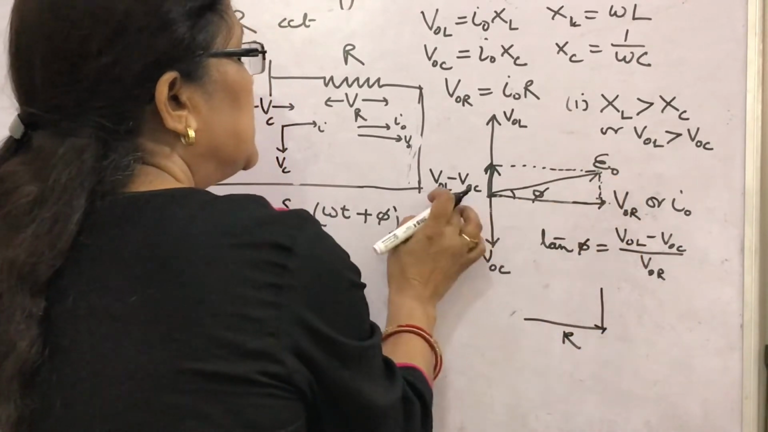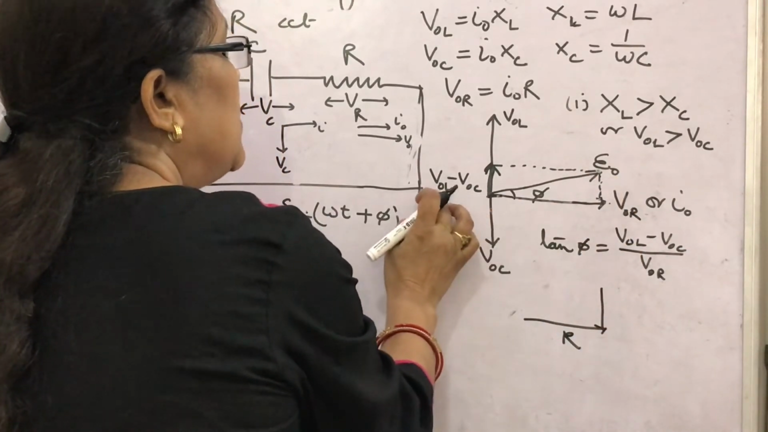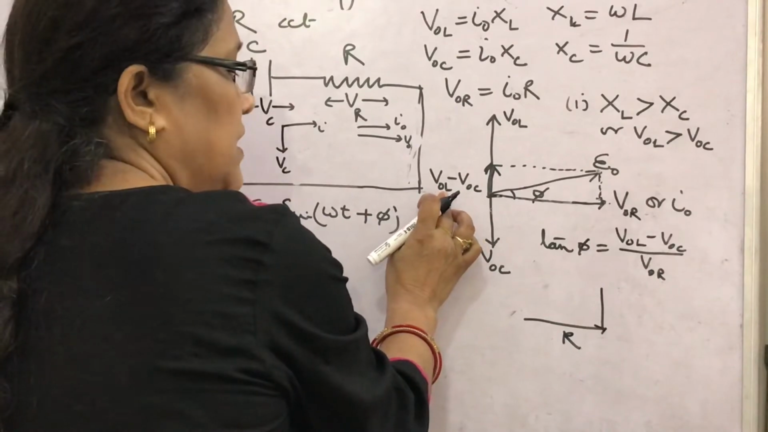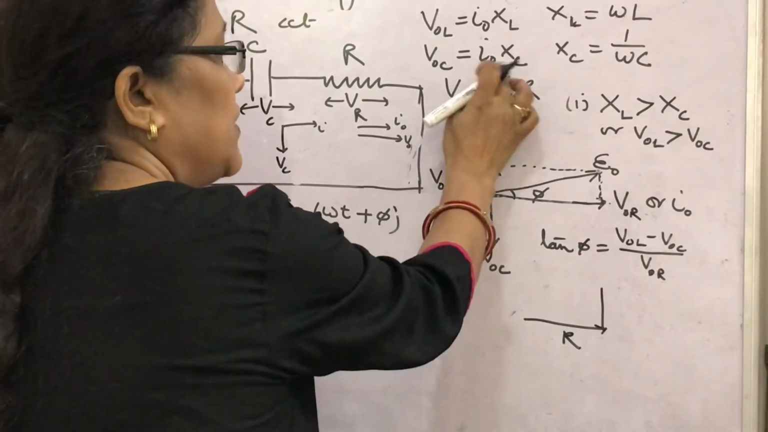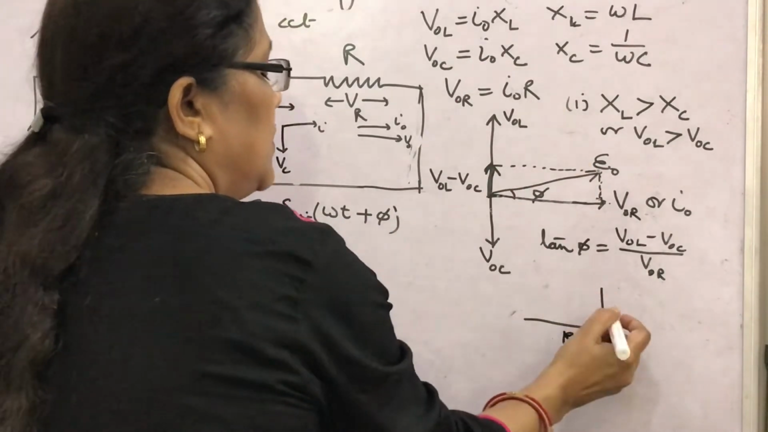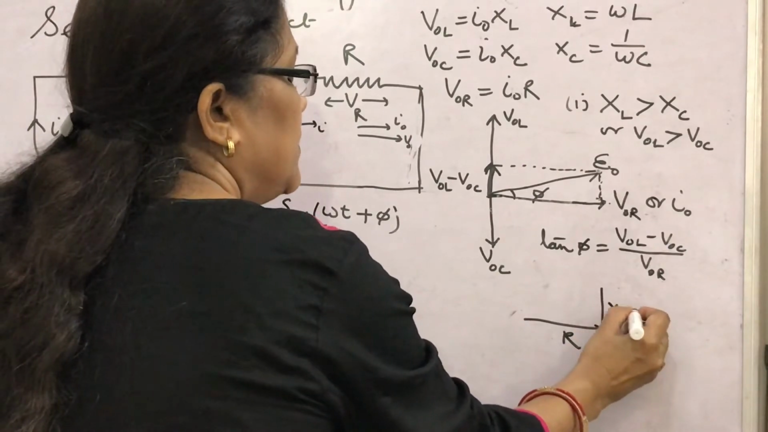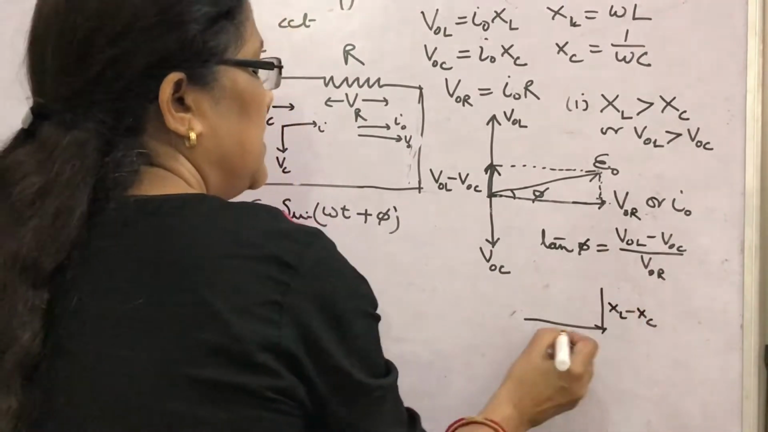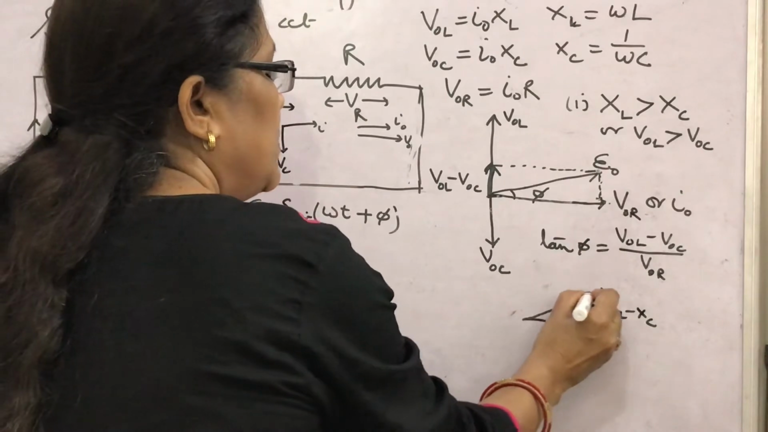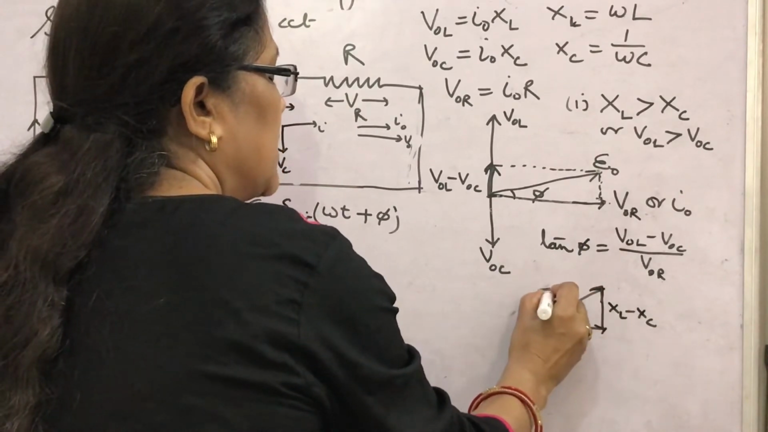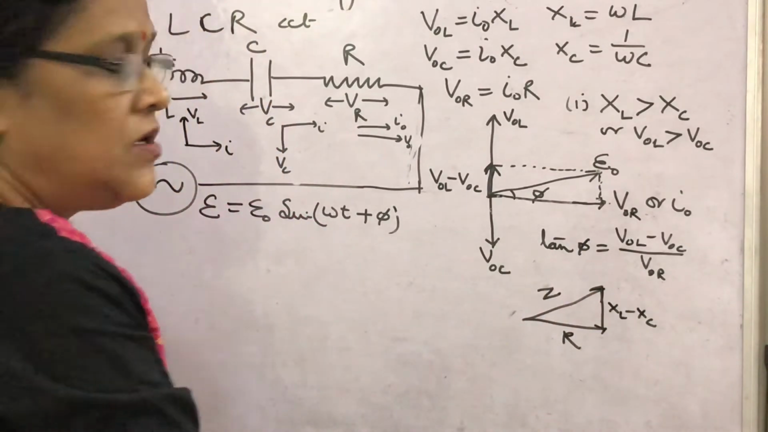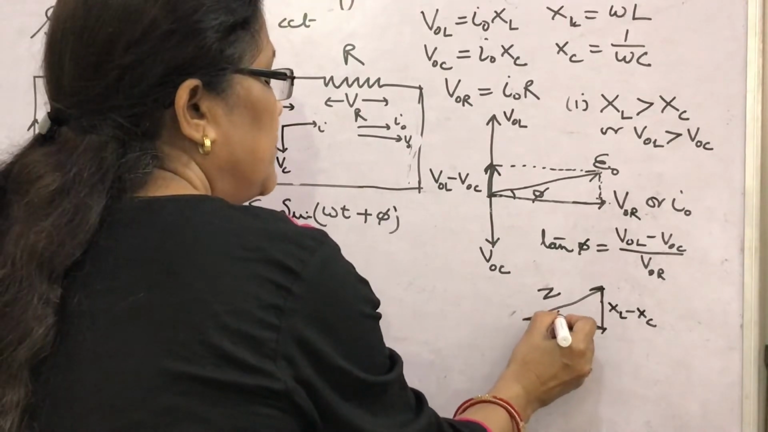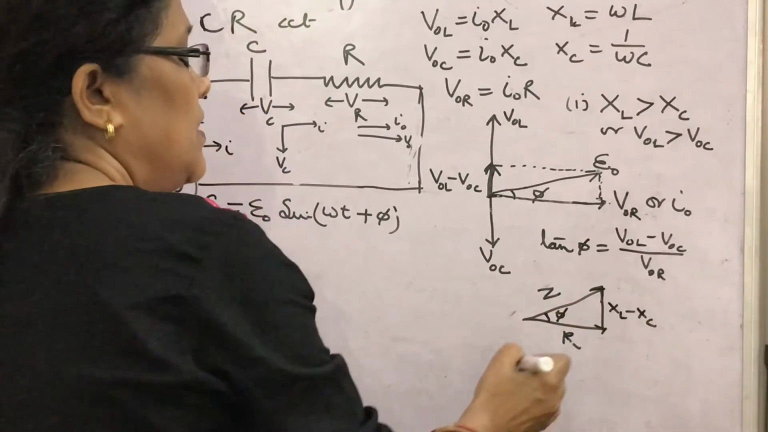Instead of this difference, you take only the V naught L, which is I naught XL, and V naught C, which is I naught XC; leave I naught. So, you will write here only XL minus XC. What will be this resultant? That is Z. So, this will be the phasor diagram.